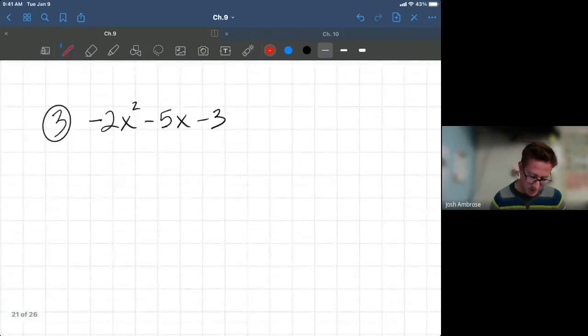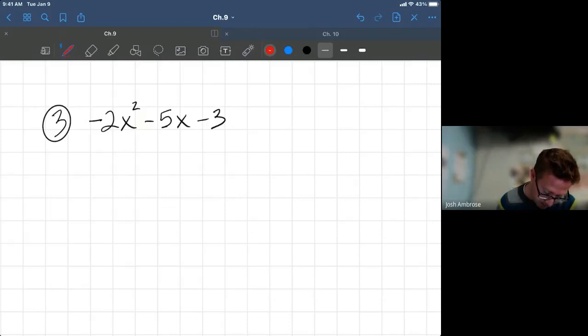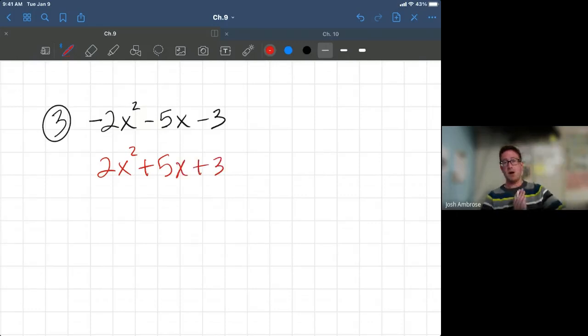Example problem 3. Here's your red flag, negative sign right out in front. We don't want that negative sign. So every single one of these signs right here, notice they're all negatives. We have to do the opposite of all 3 and rewrite this trinomial. So let's do that. Opposite is now going to be 2x squared plus 5x plus 3. Opposite for all 3 signs. Now we can factor it.